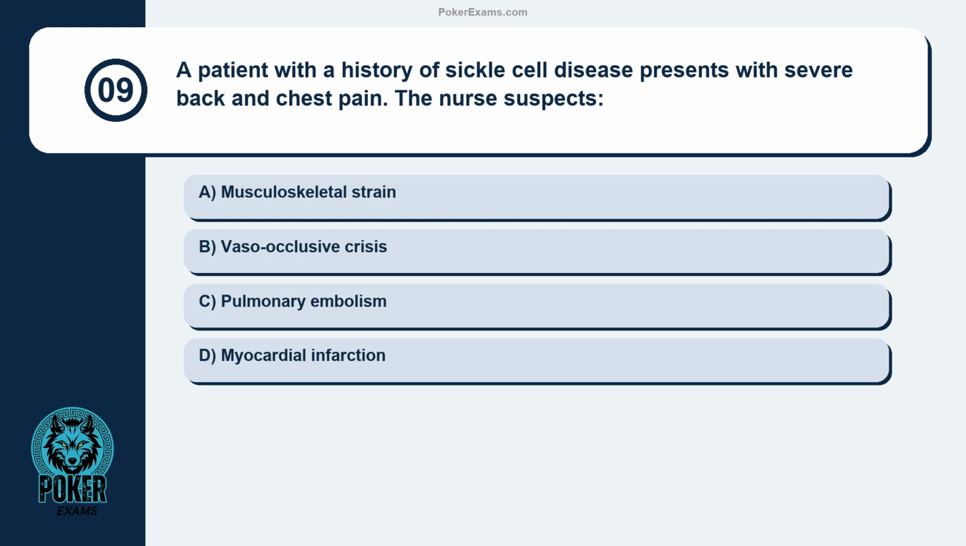Question 9. A patient with a history of sickle cell disease presents with severe back and chest pain. The nurse suspects musculoskeletal strain, vaso-occlusive crisis, pulmonary embolism, myocardial infarction.